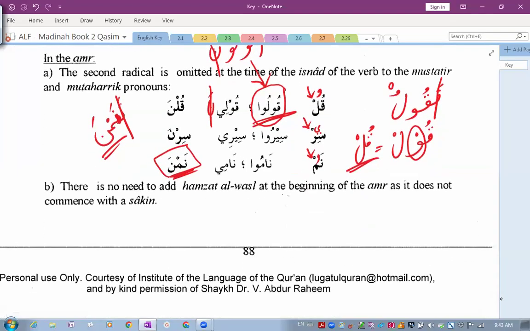And B, there is no need to add Hamzatul Wasl at the beginning of the Amr as it does not commence with the sakoon. Yeah, so that is correct. So qul, we do not need to add a Hamzatul Wasl at the beginning. Why? Because we can pronounce it. Mostly we bring Hamzatul Wasl at the beginning of an Amr when we cannot pronounce. Otherwise, if we can pronounce, there is no need.